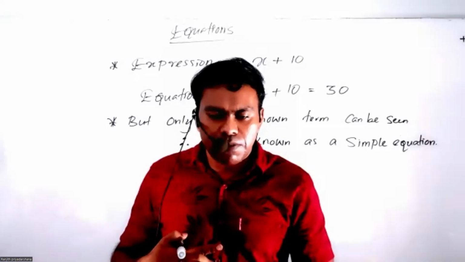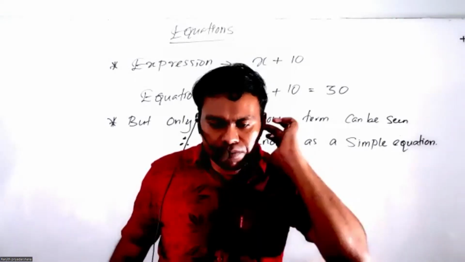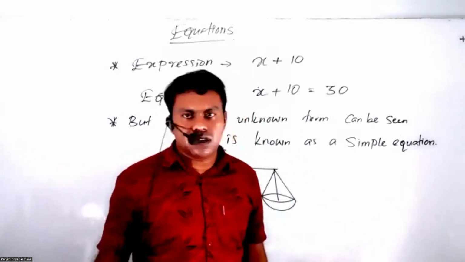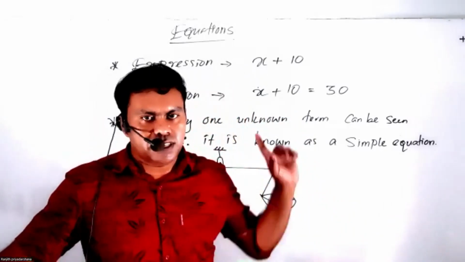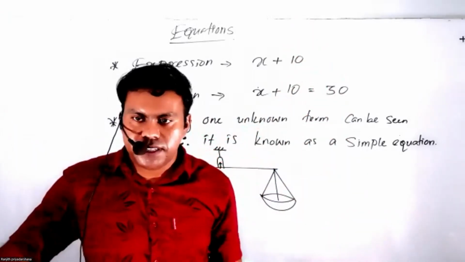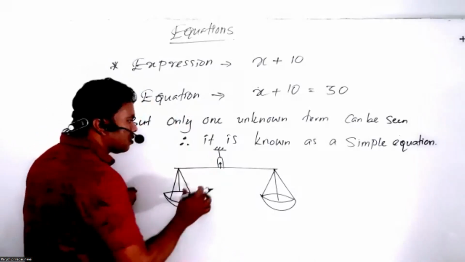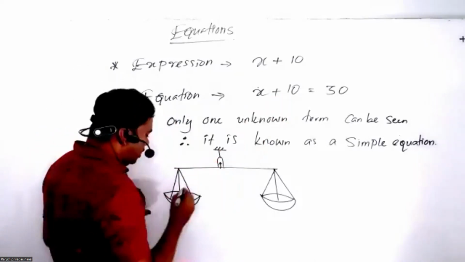So can you simplify a simultaneous equation, please? I will show that after this. Remember that. Okay. X plus 10 is here.